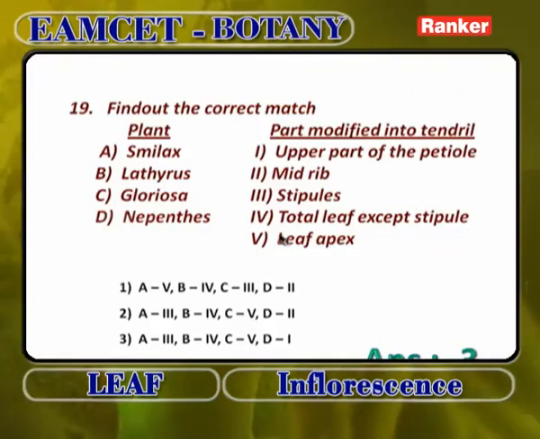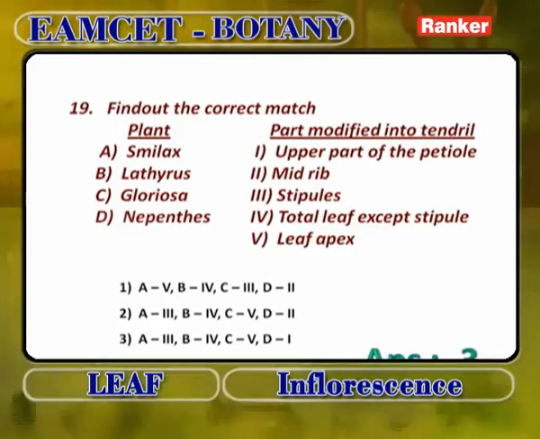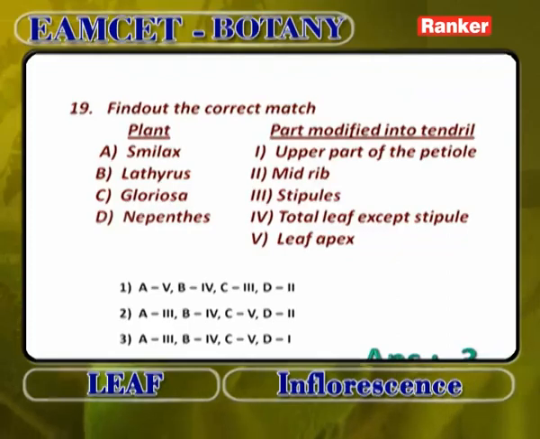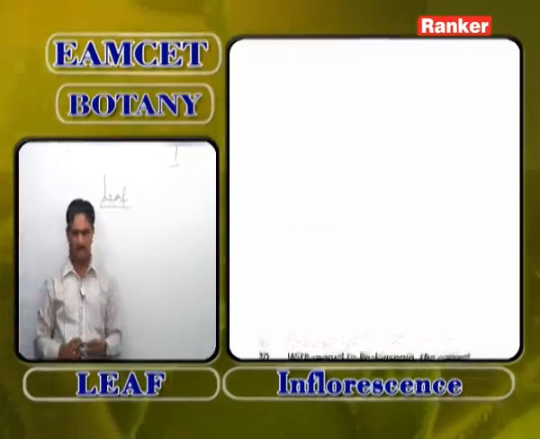Gloriosa leaf apex is modified into tendril. Nepenthes upper part of the petiole is modified into tendril. So Smilax stipules are modified into tendrils. Lathyrus total leaf except stipules is modified into tendril because stipules are broad, expanded, leaf-like stipules. Gloriosa leaf apex is modified into tendril, and Nepenthes upper part of the petiole is modified into tendril. So the answer is A3, B4, C5, D1.